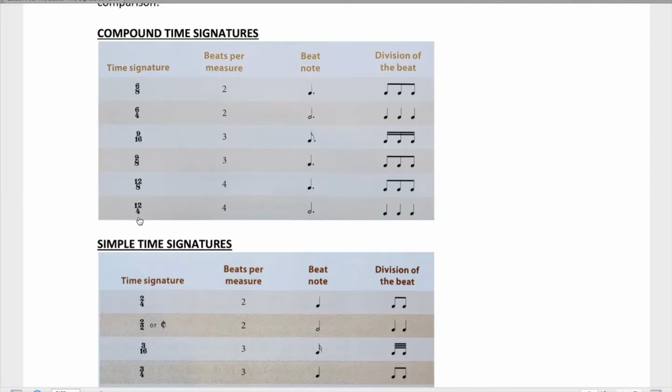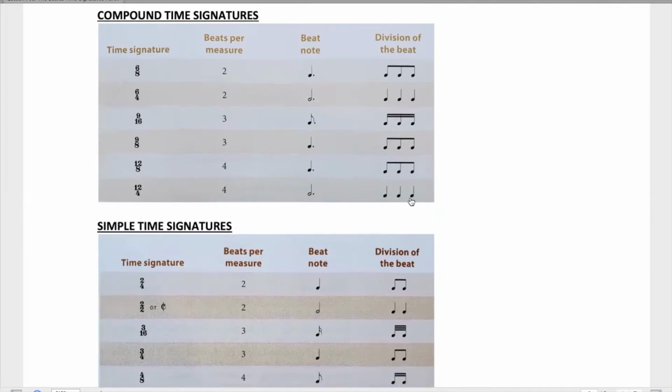12/4. The unit of measurement here is a quarter note. There are 12 quarter notes or pulses per measure. If subdivided equally, we would have 4 beats per measure. The beat note would then become a dotted half. Within this dotted half, there are 3 quarter notes. And because it has been subdivided into 4, 4 times 3 equals 12, there would be 12 pulses within each measure.